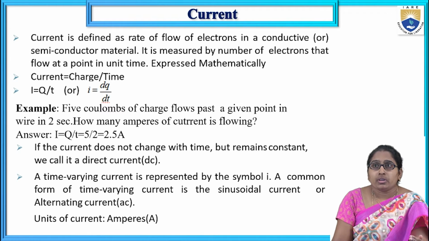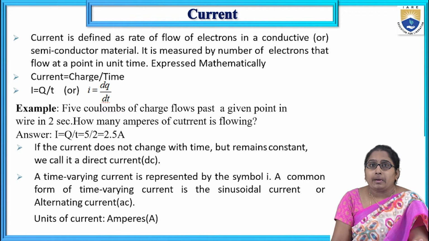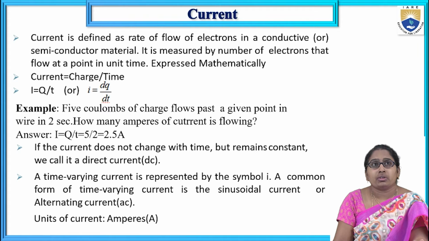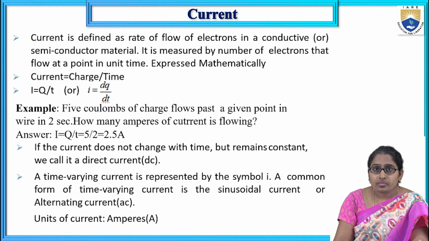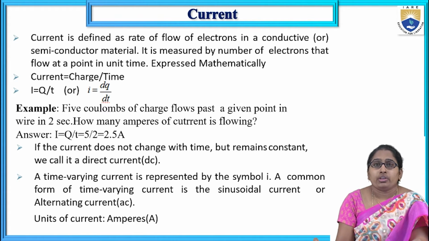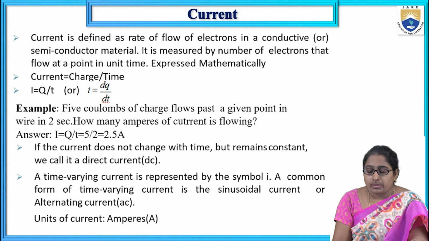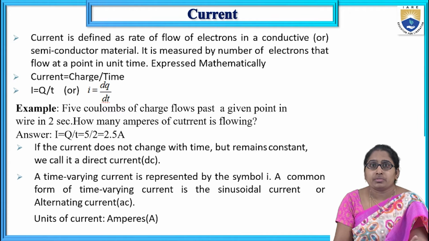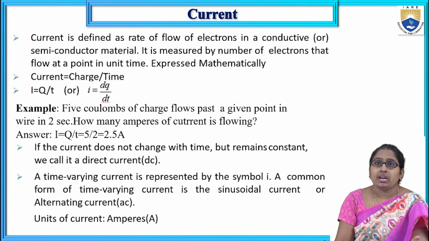So I equal to Q by t. Current is denoted with letter I, and if it is a DC current, it is denoted with capital I. Charge is denoted with letter Q, and time is small t. Another expression for current: small i equal to dq by dt, where small i means AC current. I will tell what is DC current and what is AC current. So small i equal to dq by dt, that means rate of change of charge over rate of change of time. Current definition is also mentioned like that.